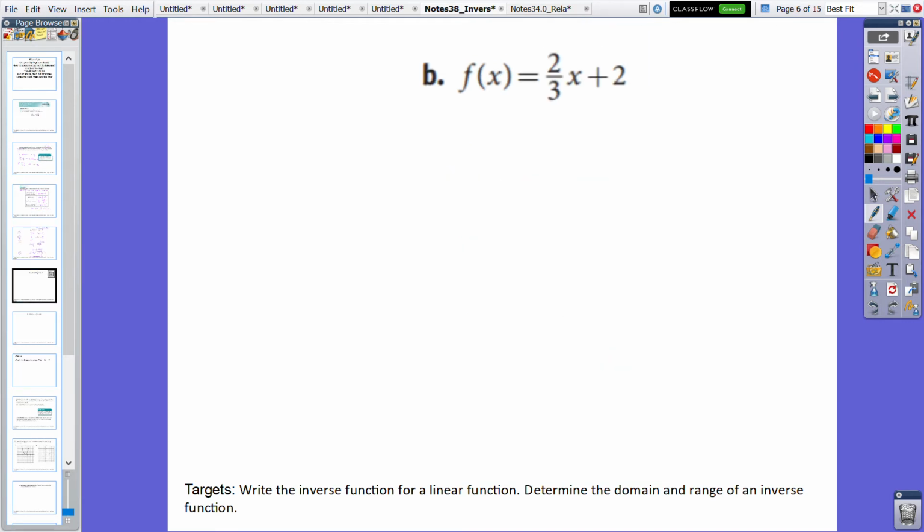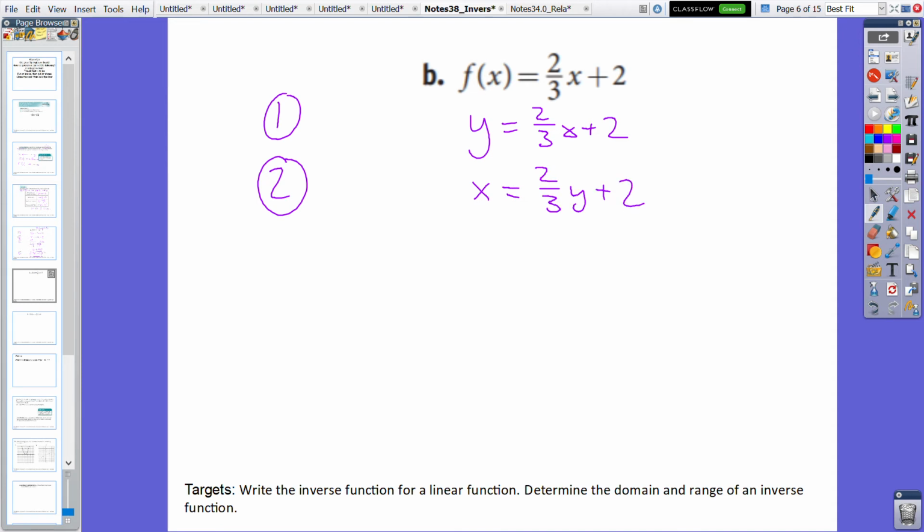Take a look at another function, f of x equals 2/3 x plus 2. Once again, the process is still the same to find the inverse function. We replace f of x with y, so y equals 2/3 x plus 2. Second step, switch x and y around: x is equal to 2/3 y plus 2. And then in step 3, the complicated step, we solve for y.